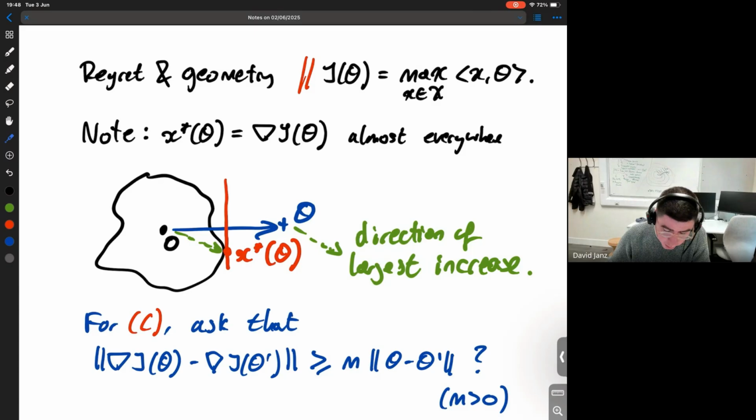And so if we want to make sure that the optimal action changes at least a little bit as you perturb the parameter theta, we might, for example, ask that the norm difference between two gradients is lower bounded by some constant times the norm difference between the parameters themselves. This is a strong convexity condition. So this is the condition we might ask for.